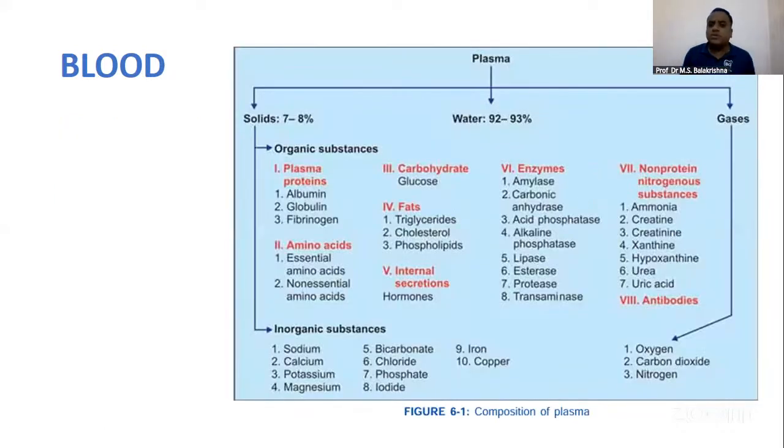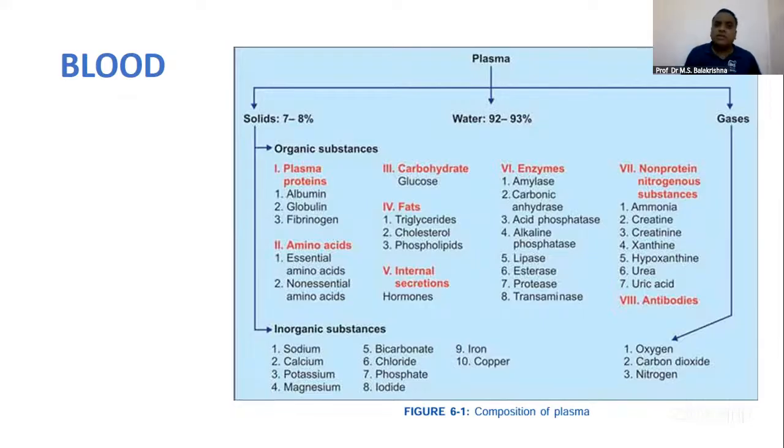So the composition of the blood: the blood is made up of 7 to 8% solids, where the water content is 92 to 93%, and there are some gases also. The gases are oxygen, carbon dioxide, nitrogen, and then in the organic substances you have a variety of things, starting from plasma proteins, which are albumin, globulin, fibrinogen, then amino acids, carbohydrates, fats, internal secretions, lots of enzymes, and non-protein nitrogenous substances.